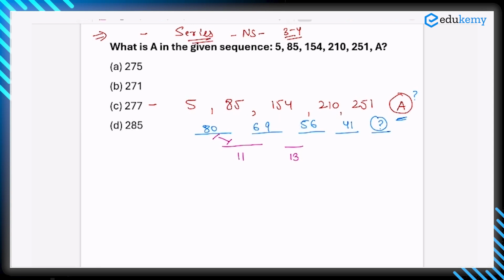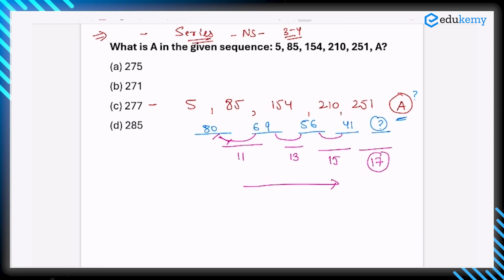यहाँ पे 13 difference है, so there is a difference of 13. Here is a difference of 11. Difference between 56 and 41 is 15. Means the difference is continuously increasing: 11, 13, 15. So the next difference must be 17 because it is increasing by 2. तो next में difference होगा 17.